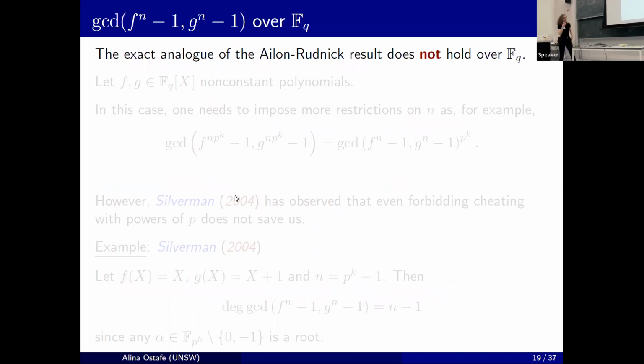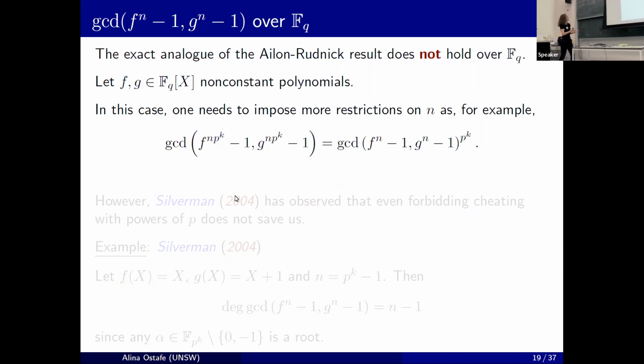Now, this talk is not in the setting of finite fields, but I think it's still worth saying just a few words about what happens over a finite field. So the exact analog of the Ailon-Rudnick result does not hold over finite fields. So let f, g be non-constant polynomials. And of course, if the powers here are multiples of the characteristic, then you always have a large common factor.